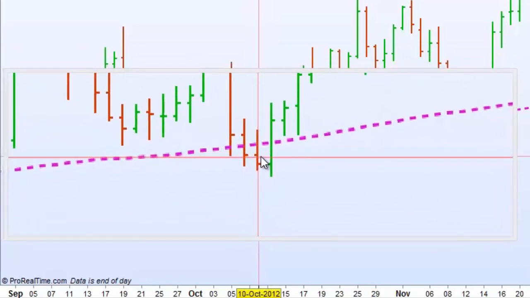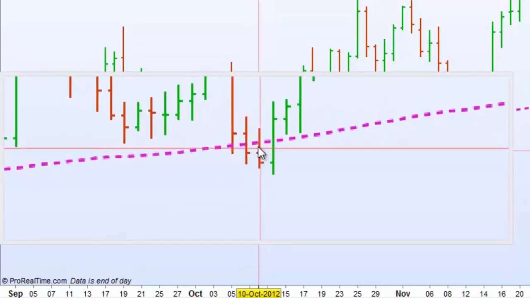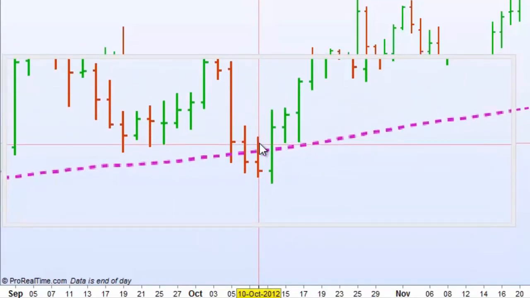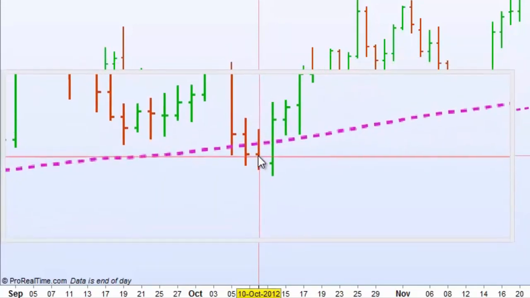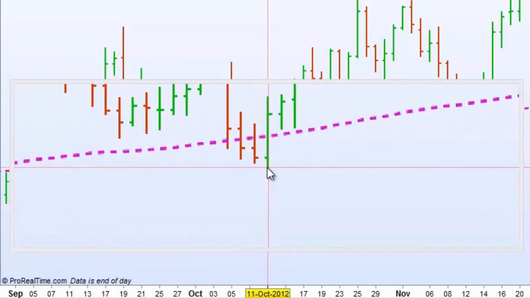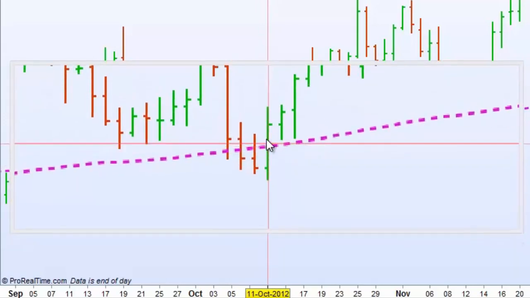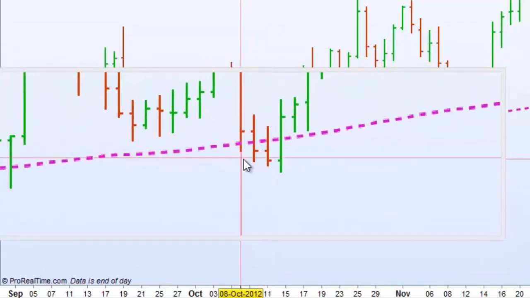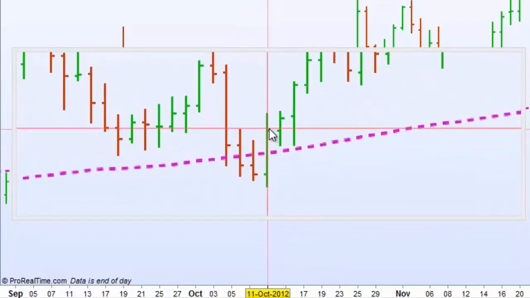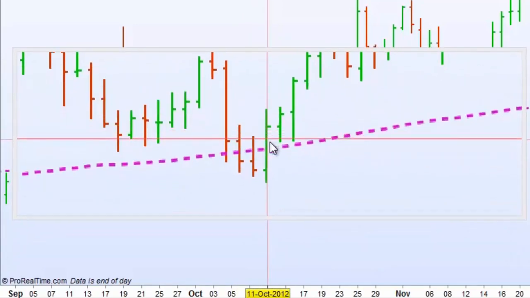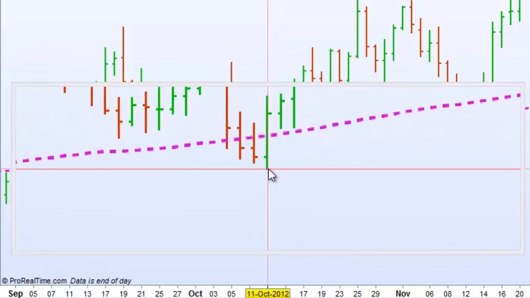Notice the second day, you stay short, because remember, even though it broke above, it didn't close above the next day. It's the close that matters. So the next day, we go a little bit lower, but we close higher. So now you exit this short position, and now you get long on this day. And now your stop is the low of this day.